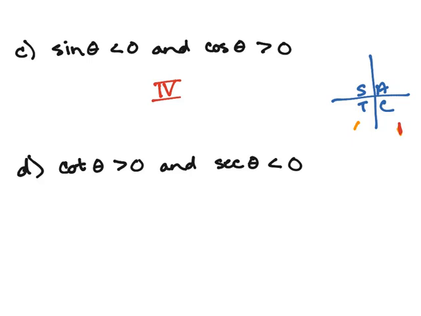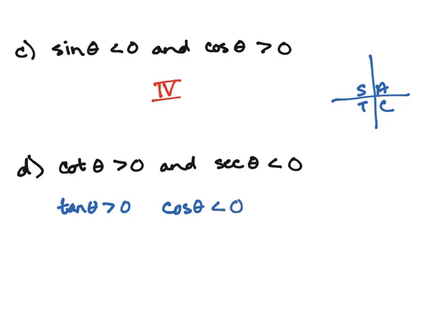All right, let's do part D. Cotangent is greater than 0. Okay, so let's rewrite these in terms of their reciprocal functions because those are the ones that are in the all-star trig class, right? So if cotangent is greater than 0, that means tangent is greater than 0. If secant is greater than 0, that means cosine. If it's less than 0, then cosine is less than 0.